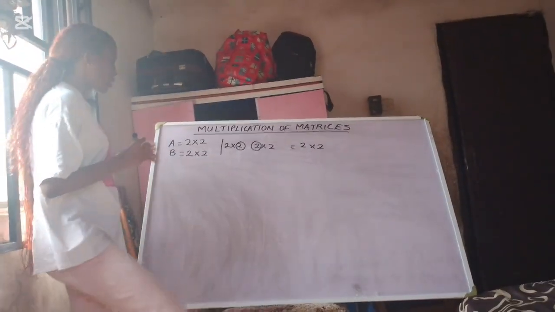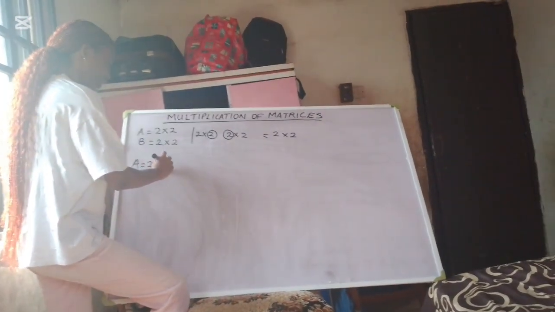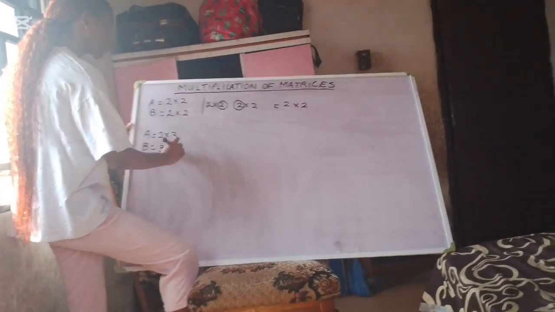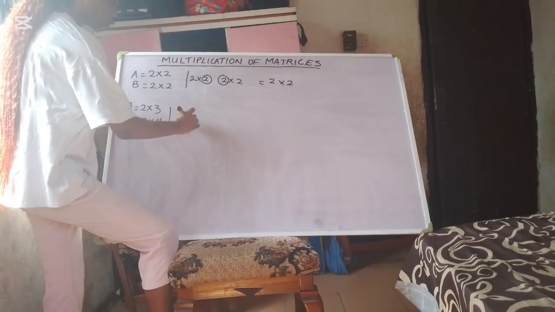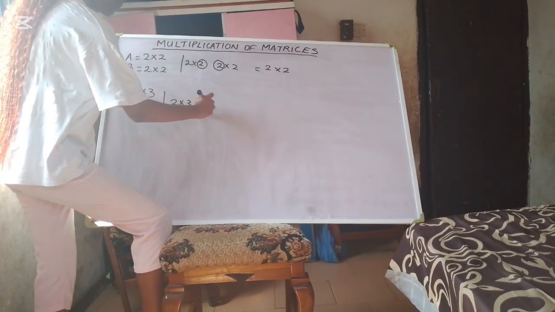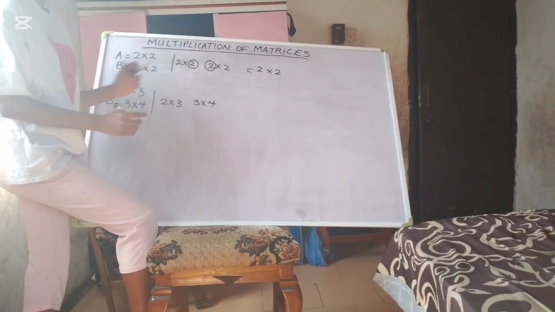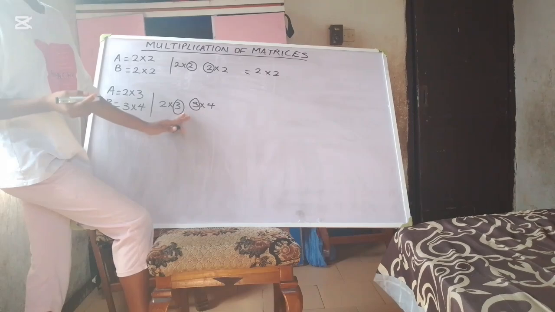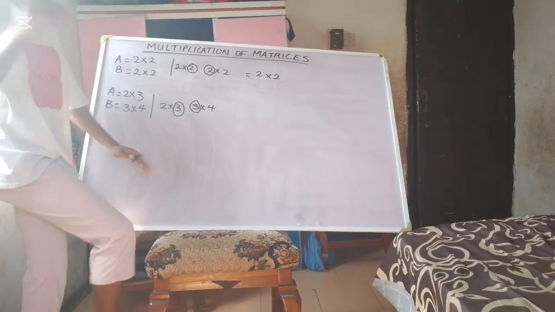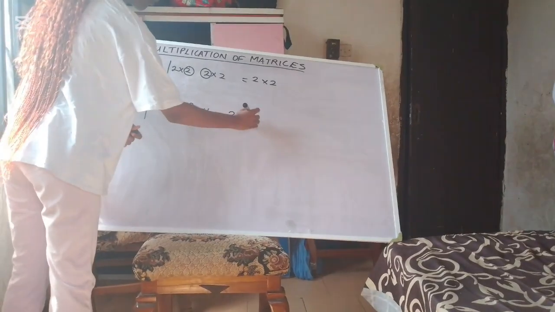Another good example is if you have a matrix A as a 2 by 3 matrix and a matrix B as a 3 by 4 matrix. These two matrices can also multiply. Look at it. A is 2 by 3, B is 3 by 4. The end here is 3, the beginning here is 3. They are the same, so that means the matrices can multiply. These two can marry, start their own family, so that means your resultant matrix will be a 2 by 4 matrix.